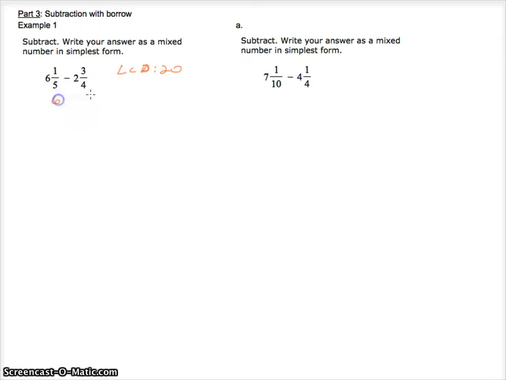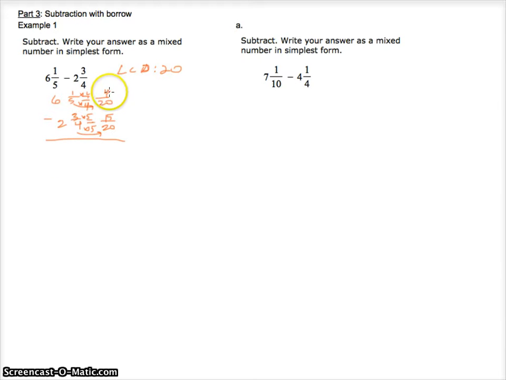So I'll set up 6 and 1 over 5 equals something over 20. Minus 2 and 3/4 also equals something over 20. My path from 5 to 20 is by 4 on bottom and top, so it'll be 4 over 20. Here my path from 4 to 20 is by 5, so it'll be by 5 on top, which will give me 15 over 20.